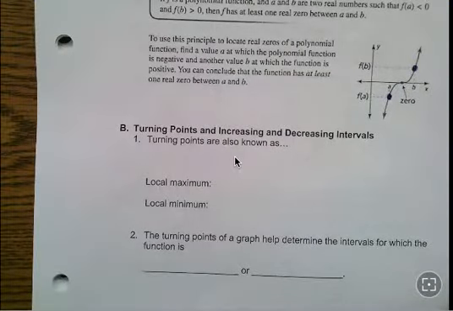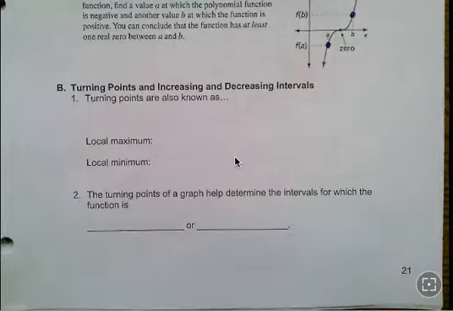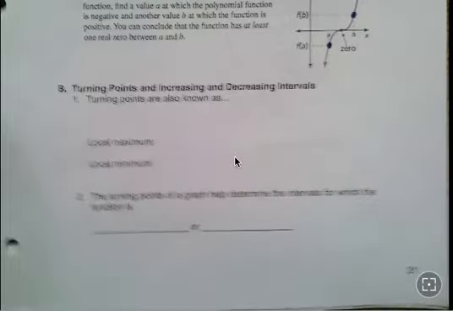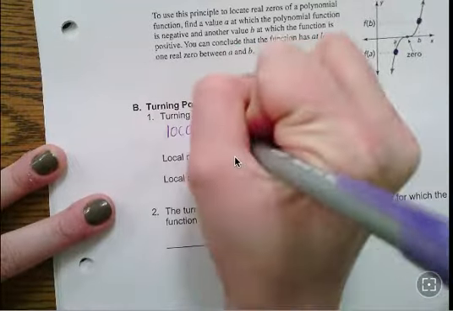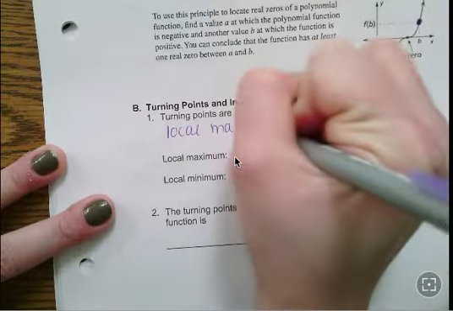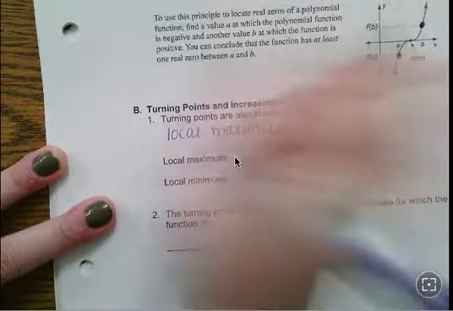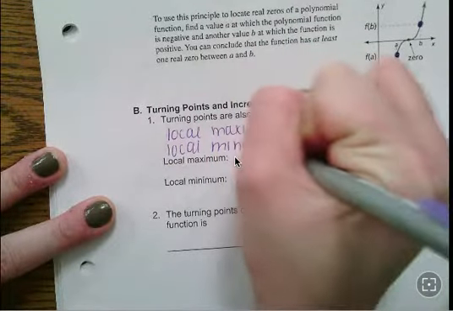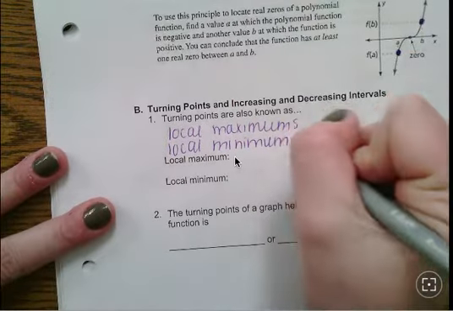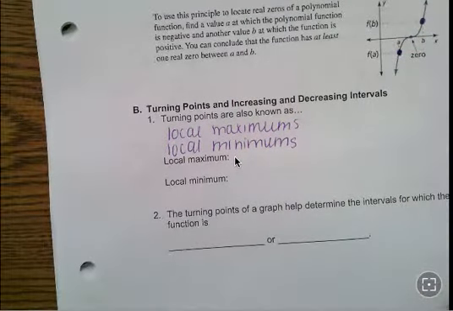All right, so now let's talk about some more key aspects of a graph. Turning points and increasing and decreasing intervals. You should have talked a little bit about this in Algebra 1 with quadratics, but just in case you didn't, we'll go through it again. So turning points are also known as local maximums and local minimums. We've talked about the minimum and the maximum of a parabola before, right? It's just the highest or the lowest point.